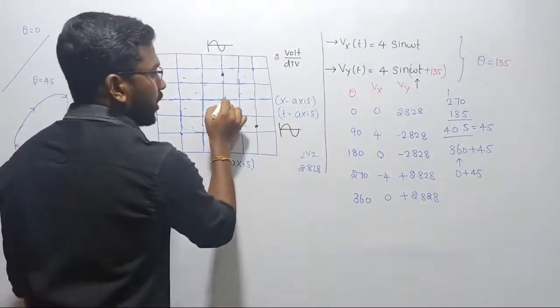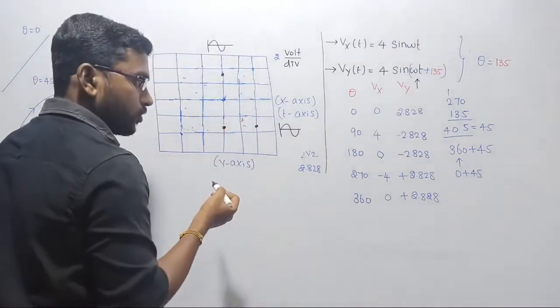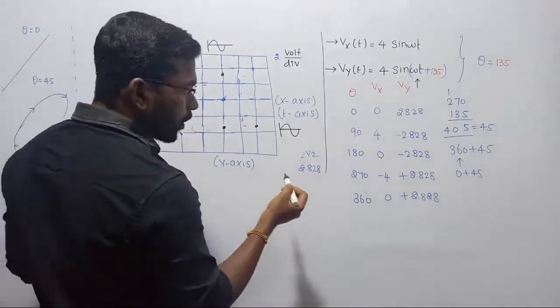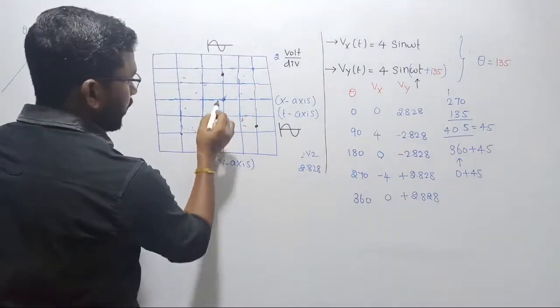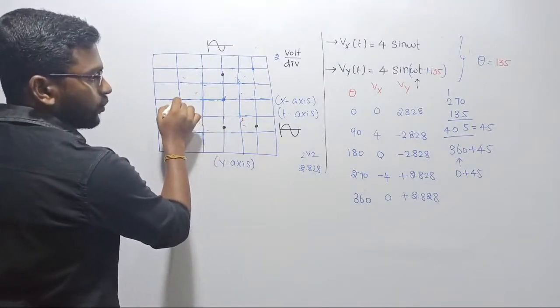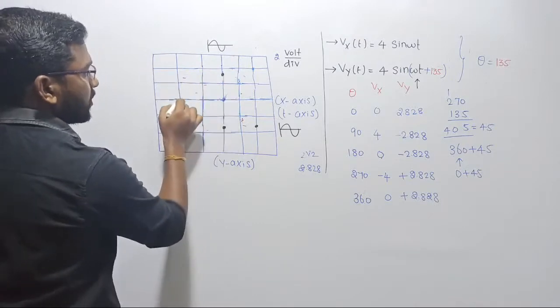Y-axis is minus 2.8. Again, we are getting that point will appear here. Just observe. Next, at 270, minus 4 plus 2.828, right? X-axis value is minus 4, whereas y-axis value is what? Plus 2.828. Y-axis is positive, x-axis is negative.